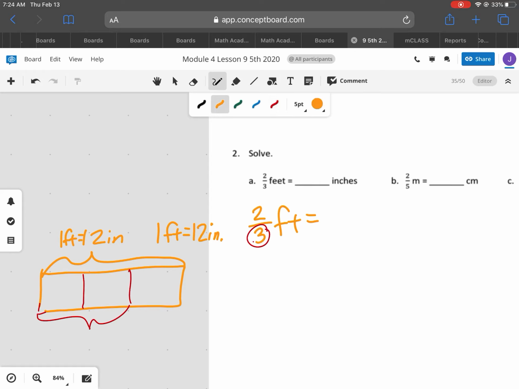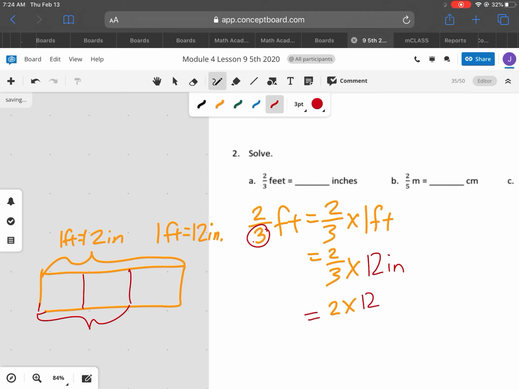Some of you can already do this in your head, but let's go ahead and show you the steps because you need to know this for the future as well. So we're saying 2/3 of 1 foot. So far nothing has changed. Then we're going to replace that foot and multiply it times 12 inches. This is something that we've been working on. Now, what I like to do is put the 2 times 12 on top.